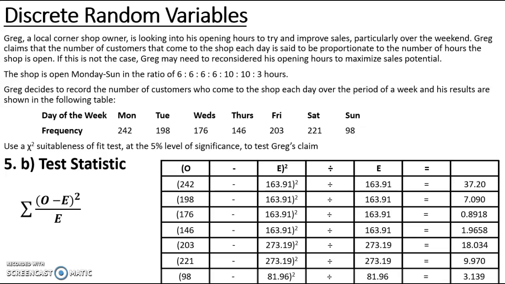And my final test statistic is the sum of those contributions, (O minus E) squared all over E, which I get to be 78.282. That's my test statistic.